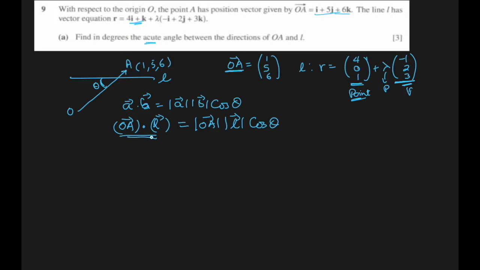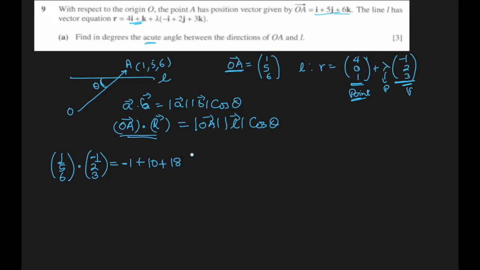And we know most of the things. First, let's focus on the dot product. Whenever we want to write the dot product, do it this way. Write the first vector first. OA is 1, 5, 6, dot. The second vector is negative 1, 2, 3. And just multiply the x component with x, y component with y, and z with z, and add them. 1 times minus 1 is negative 1, plus 5 times 2 is 10, 6 times 3 is 18.